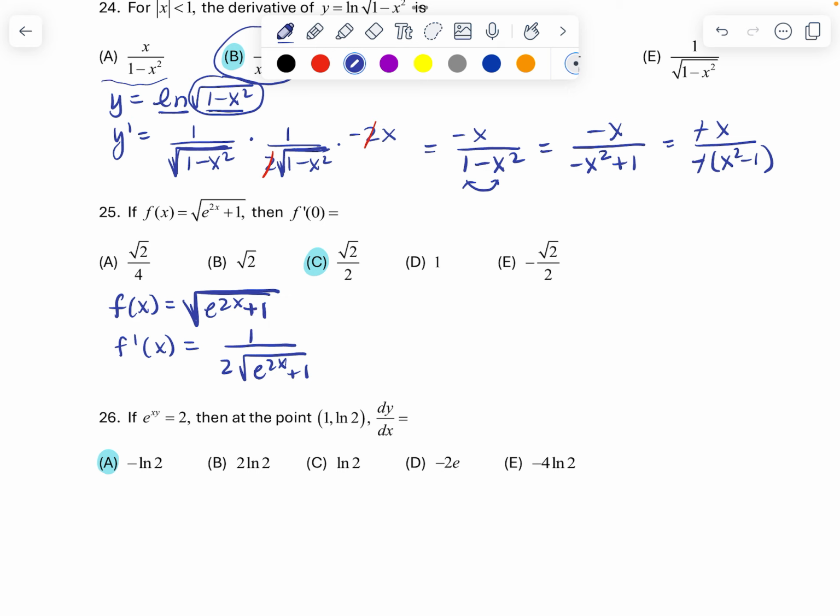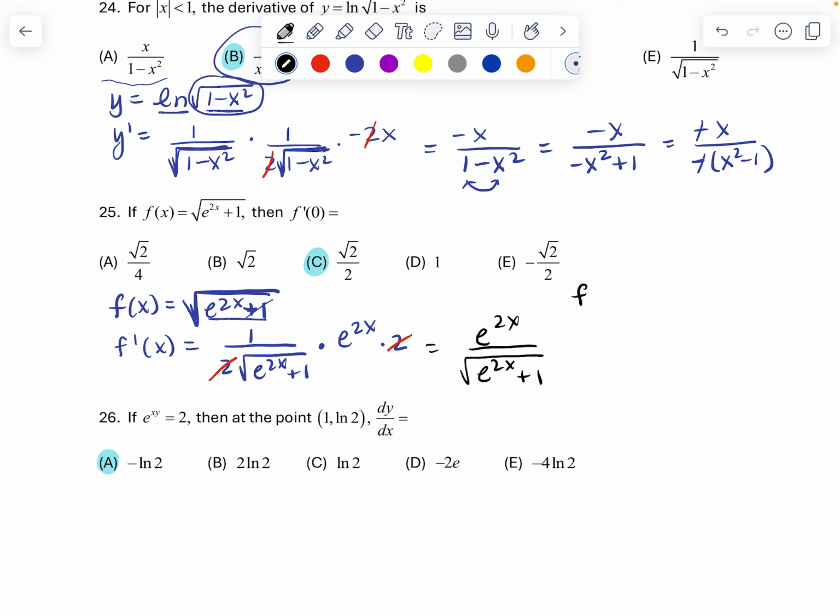Sorry, guys, it looks like it's on the top. Okay, and then times, now I need to multiply by the derivative of that. So the derivative of e to the 2x is e to the 2x times 2. Remember the chain rule there? And the derivative of plus 1 is 0. So again, let's do a little bit of cleanup here. The 2's cancel out. So I'm left with e to the 2x all over the square root of e to the 2x plus 1. But not quite done yet.